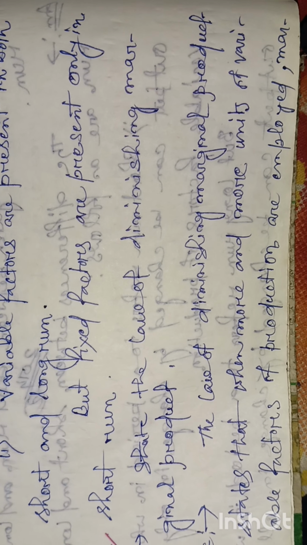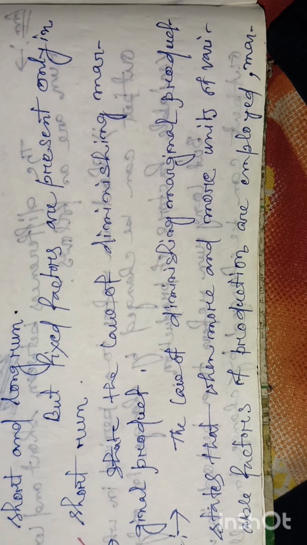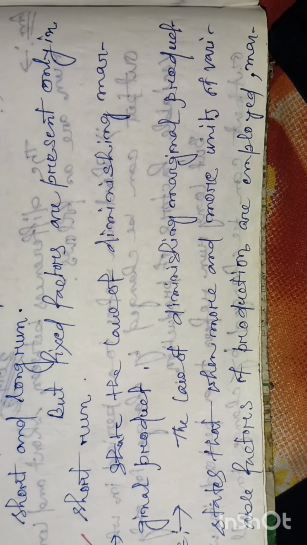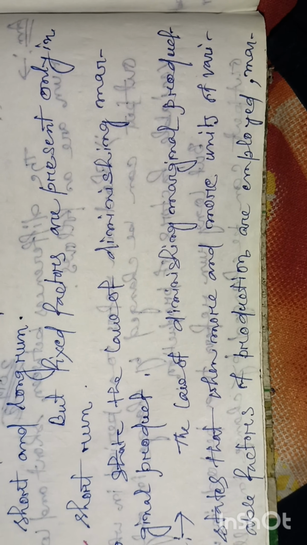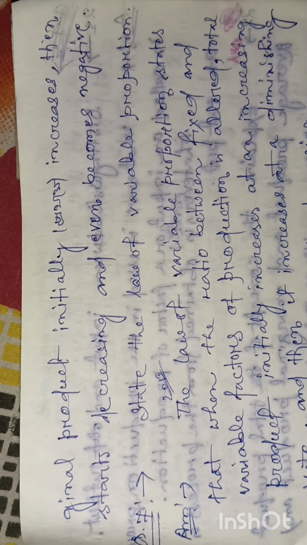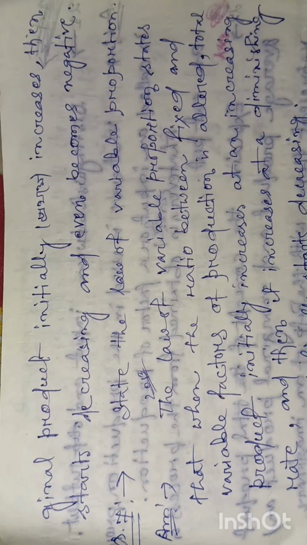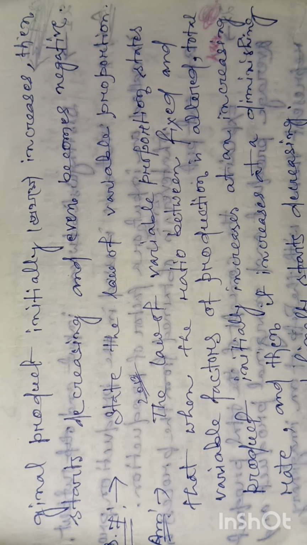State the law of diminishing marginal product. The law of diminishing marginal product states that when more and more units of variable factors of production are employed, marginal product initially increases, then starts decreasing and even becomes negative.